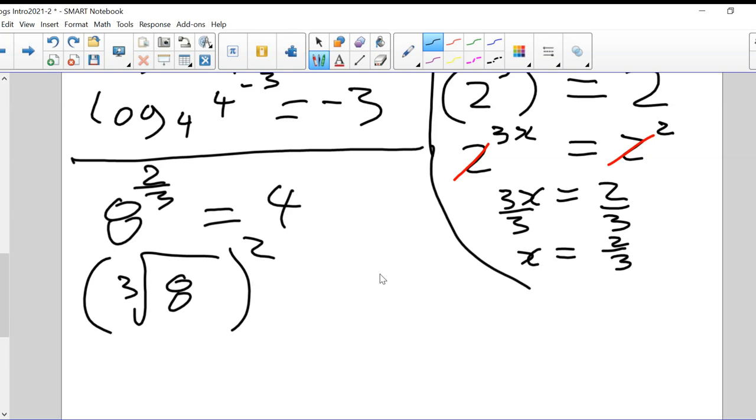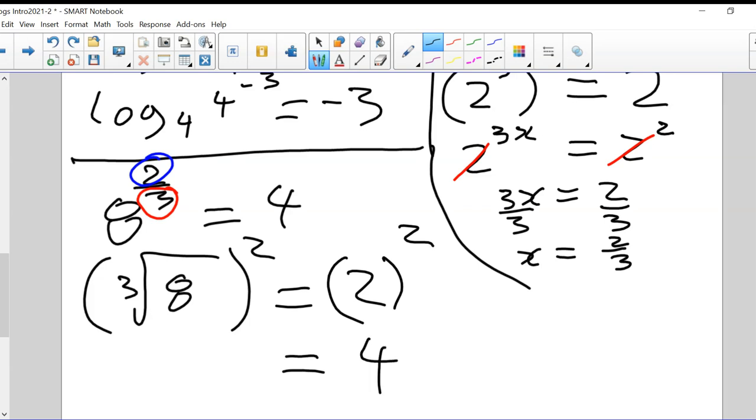I started with the denominator and made that into a root. I took the numerator and made that into an exponent, so I'm raising it to that number. I'm going to first of all find the cube root of 8, and the cube root of 8, of course, is 2. Then I'm going to take that number and raise it to the power of 2, which of course is 4.